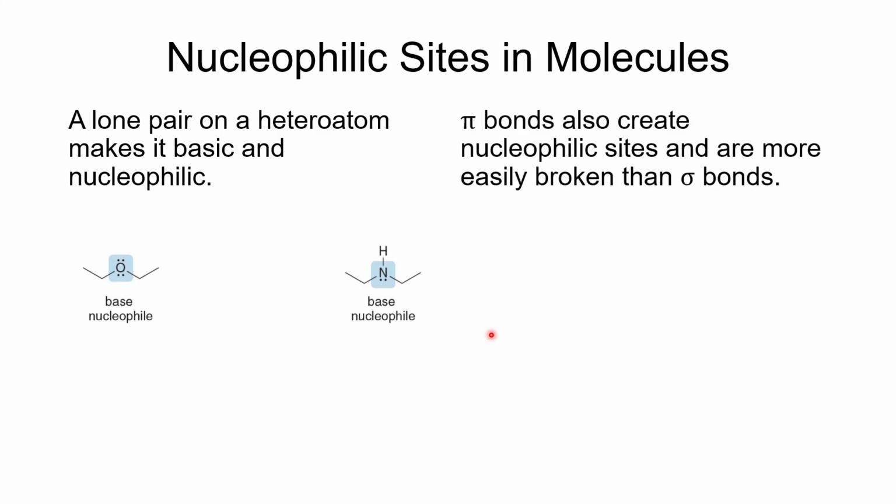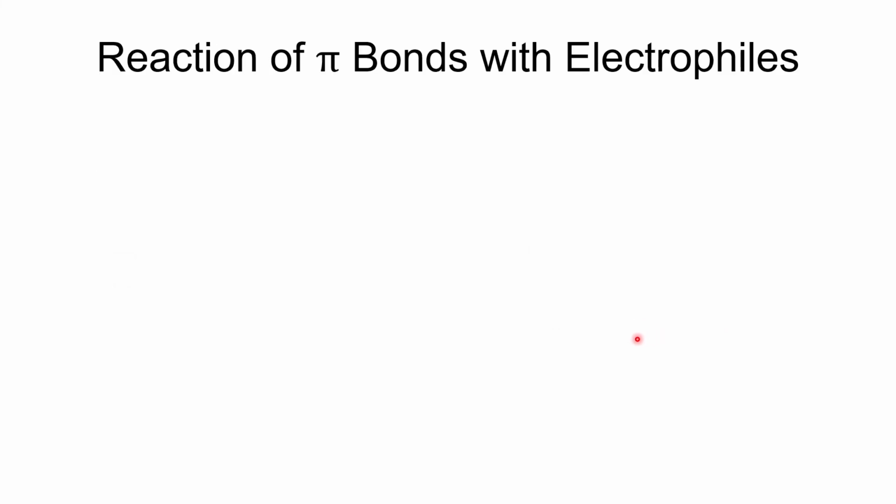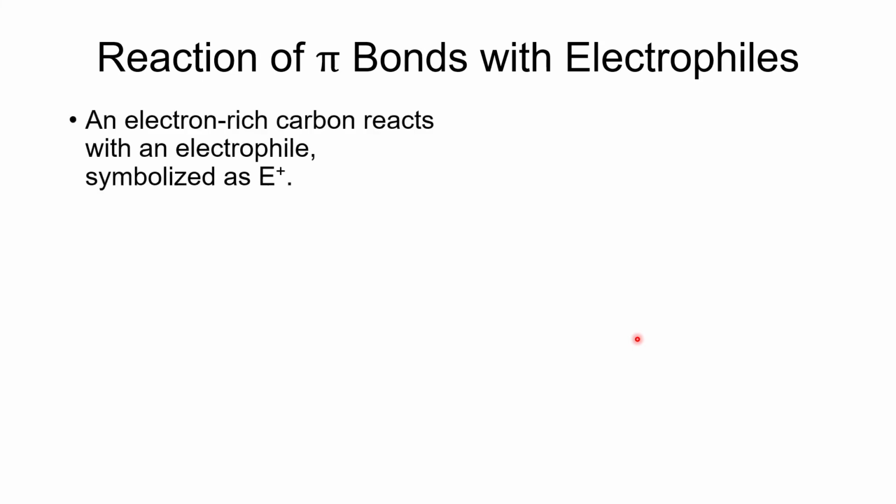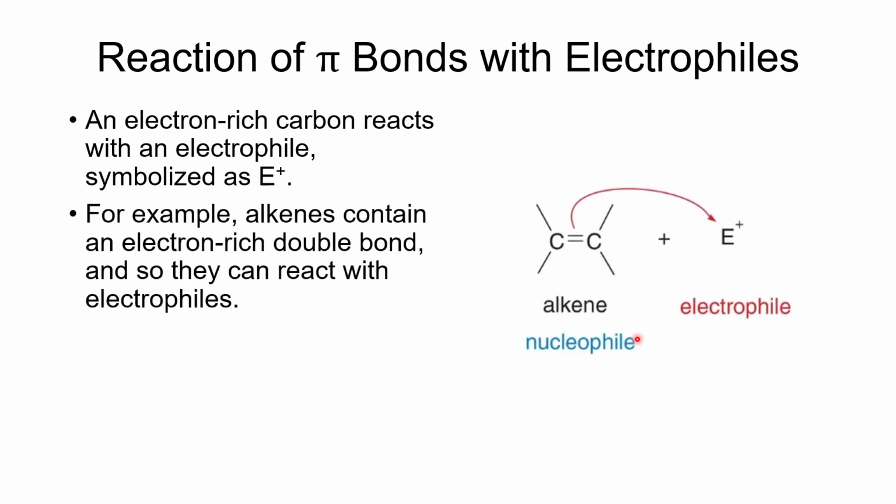Pi bonds also create nucleophilic sites and are much more easily broken than sigma bonds. Alkenes and alkynes are a couple of examples of things that can act like nucleophiles. When we're analyzing the reaction of pi bonds with electrophiles, the electrophile comes along and reacts with the pair of electrons in that pi bond. So if I've got an alkene, the electrophile can come along and react with that. The alkene is electron rich, and this electron poor thing comes along and reacts with it.